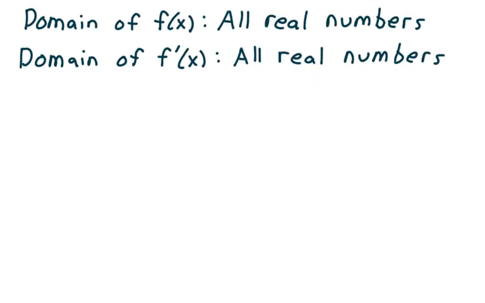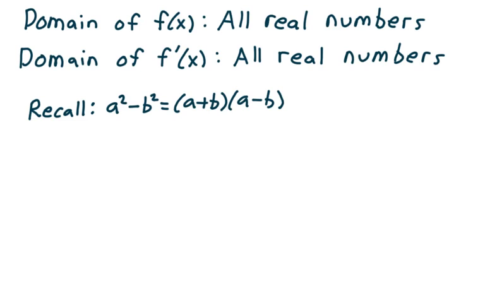The domain of f of x is all real numbers. The domain of f prime of x is equal to all real numbers. Now, one thing I want to show you, recall, a squared minus b squared is equal to a plus b times a minus b, right?